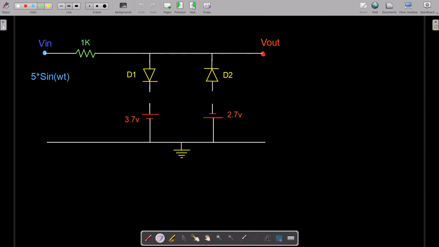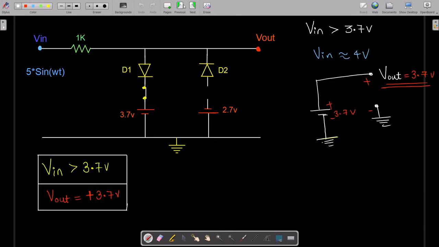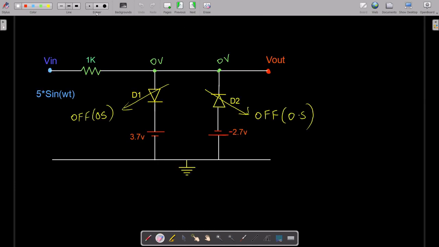So yeah, this is what we are analyzing: when V in is less than minus 2.7 volts. Let's suppose we are giving input voltage as minus 4 volts. Let me erase this quickly, and then we will solve for this particular condition.